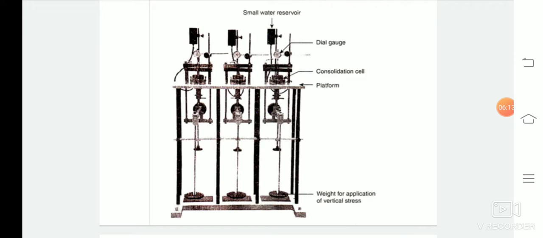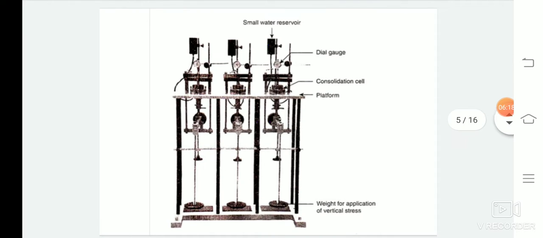Once the stress of 10 kN per meter square is applied, the dial gauge readings, which are seen in the figure, are taken at elapsed times of 0, 1, 4, 9, 16, 25, 36, 49, 60, 64, 80, 100 and 120 minutes, and thereafter at hourly intervals. These elapsed times are used for convenience of plotting the time as root t in the square root time fitting method for determining the coefficient of consolidation, as we have studied in the previous lectures.